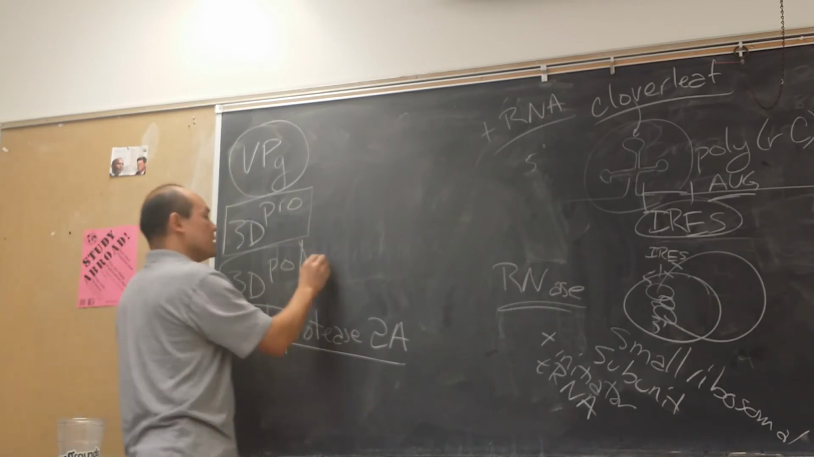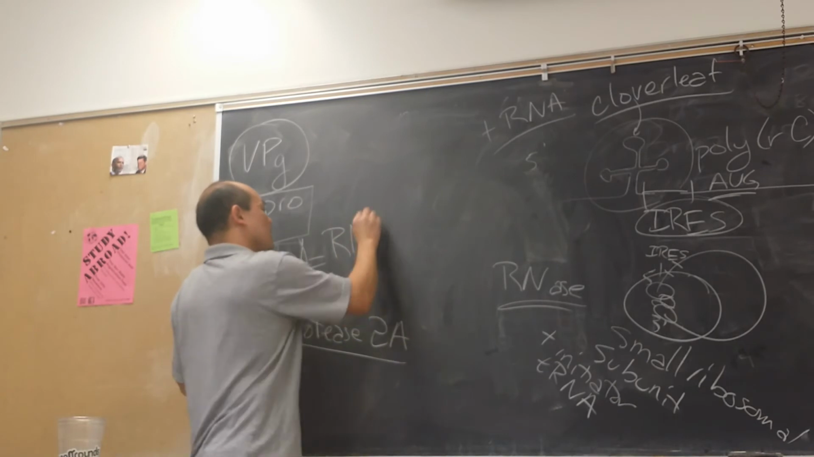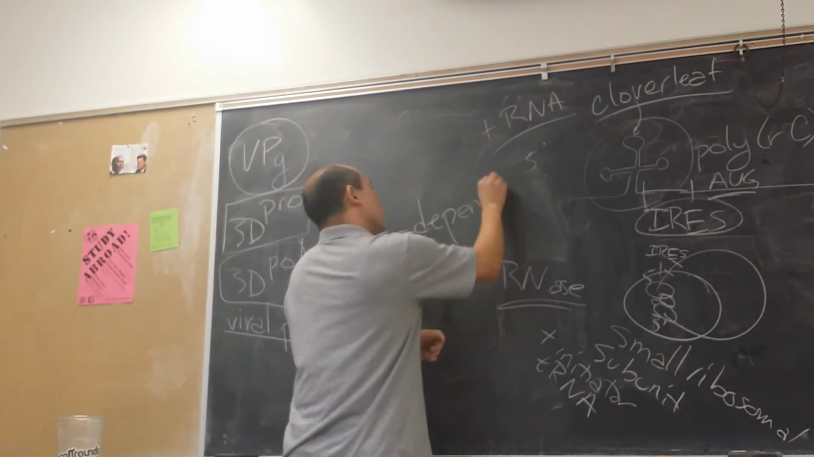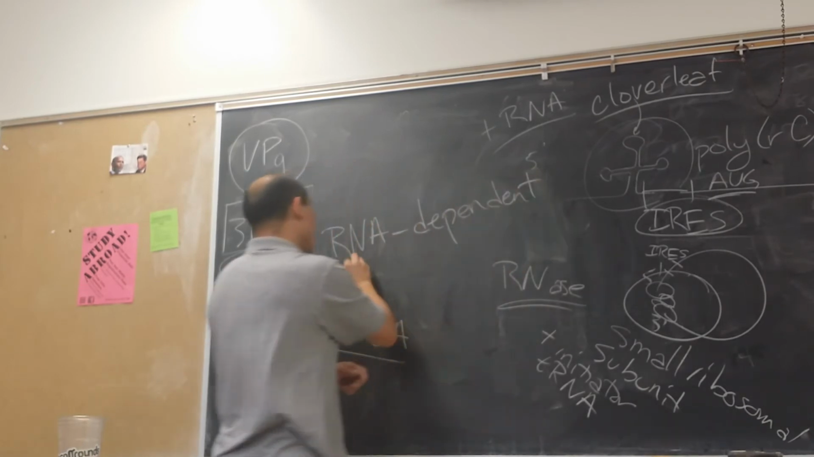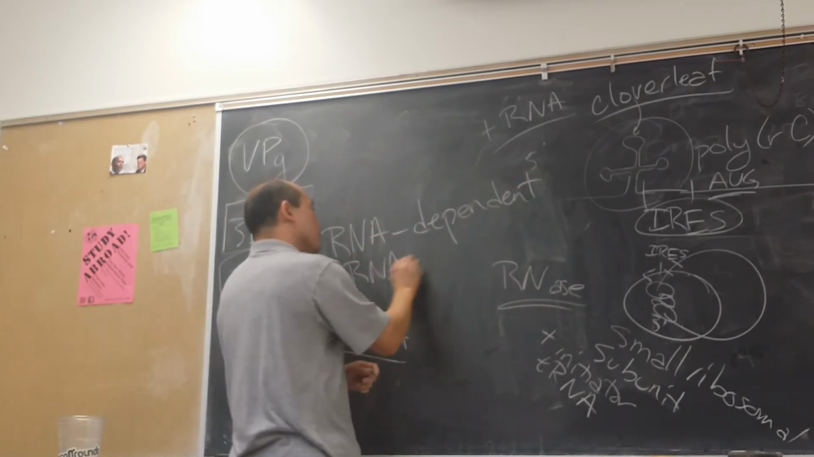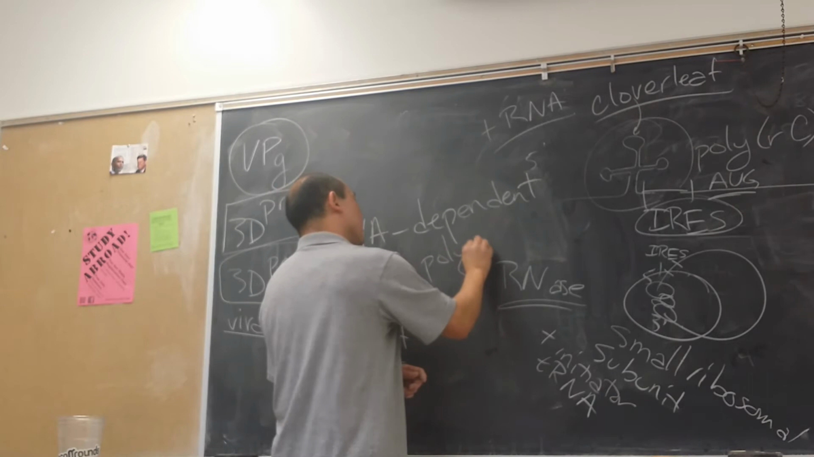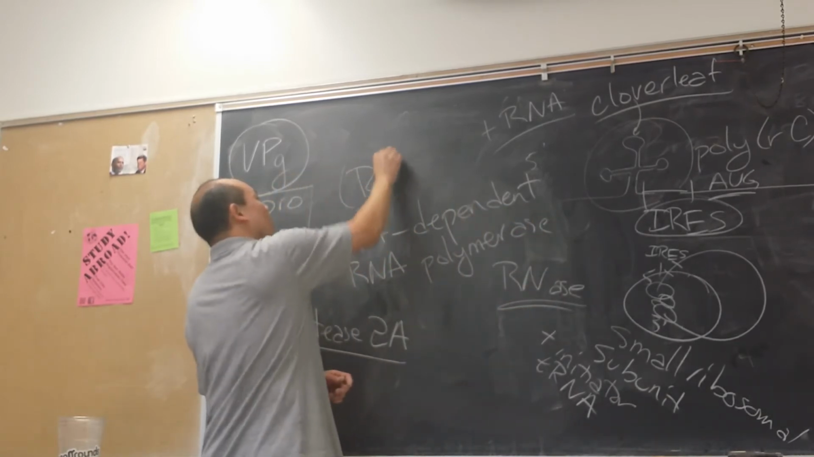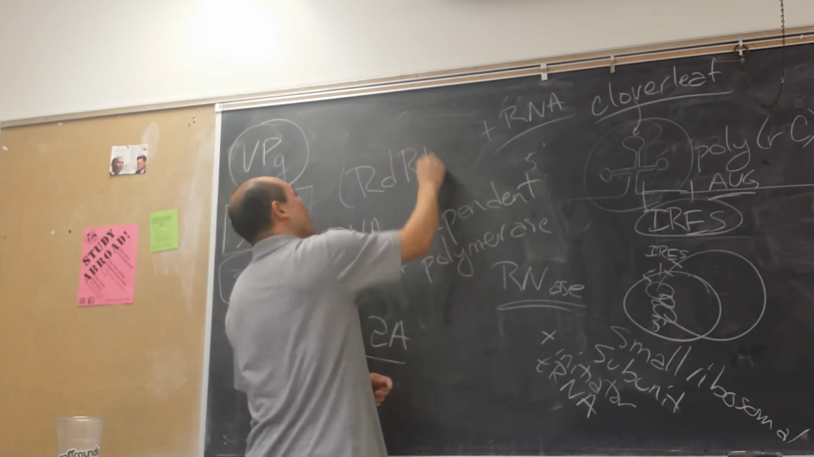Okay. So on that, VPg we'll talk about. This is the actual RNA-dependent RNA polymerase, which is abbreviated capital R, small d, capital R, capital P.